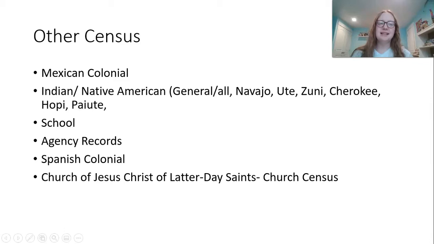Then there are other censuses that you may be able to find. There's the Mexican colonial, the Indian/Native American. These can be further divided. There's general ones that list all Native Americans, and then there's specific ones. Like, I believe it was 1900, they did one for the Ute tribe. So some are very tribe specific. There are school censuses. There are agency records. There are the Spanish colonial census, and then the Church of Jesus Christ of Latter-day Saints did a church census from 1916 until 1960. So there are just other censuses that may list information if your people were on them.